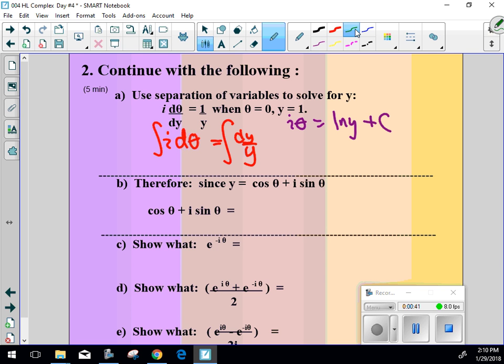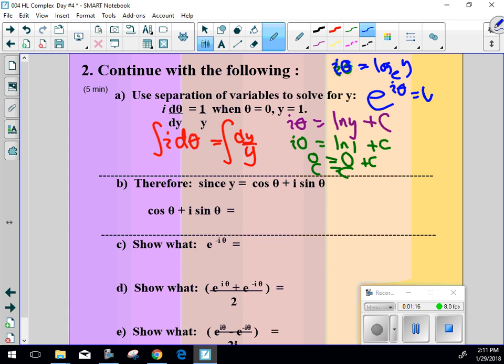Now to find c, we're going to have theta equal to 0 and y equal to 1. What's the natural log of 1? Yep, and 0 times anything is 0, so c is equal to 0. So if c is equal to 0, i theta is equal to the natural log, or log base e, of y. Solve for this by changing into exponent form. This is going to be e to the what? Good. Is equal to y. That's what you were trying to prove.